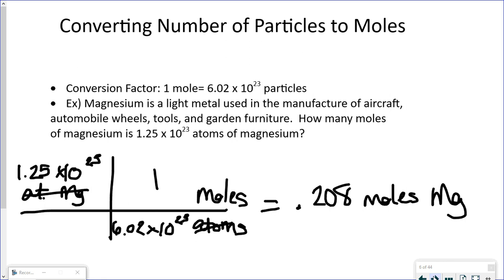Another way that you can type this in is using the EE button. On the calculator, the EE button stands, oops, let me scroll down so you can see this part.